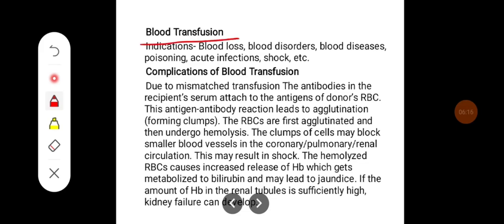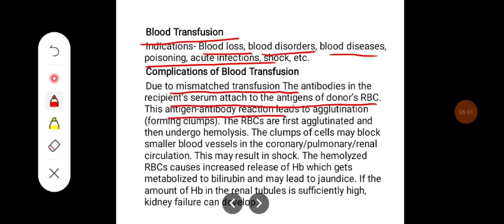Blood transfusion. Some of the indications of blood transfusion are blood loss, blood disorders, blood diseases, poisoning, and acute infections and shock. Some of the complications of blood transfusion are due to the mismatched transfusion, where antibodies in the recipient serum attach to the antigens of the donor's RBC. This antigen antibody reaction leads to agglutination, that is, they form clumps. The RBC is first agglutinated and then undergoes hemolysis.